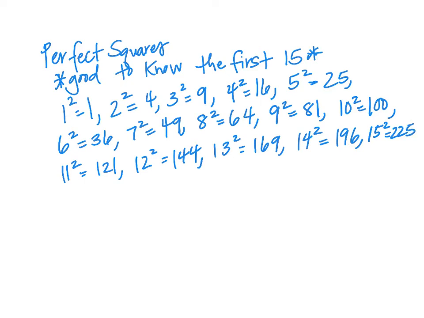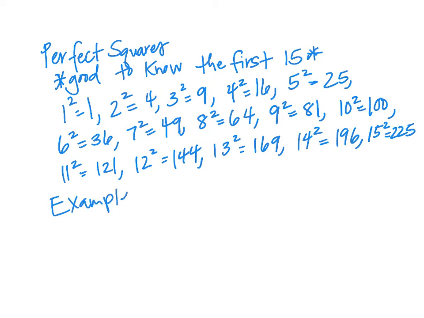So even though you can obviously use Desmos, it is nice to know these first 15 perfect squares because it just makes the process speed up a little bit. All right, so let's go ahead and start simplifying some radicals. We're going to do a few examples.